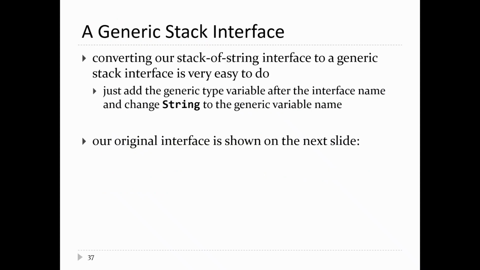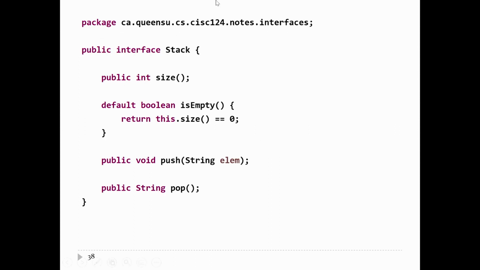Can we do the same thing to the interface? And the answer is yes, you can easily do the same thing to the interface. Our current interface for stack is for a stack of string. I can easily make it generic, I just have to change string to E everywhere. So here's our original stack interface. Push takes in a string. Pop returns a string.